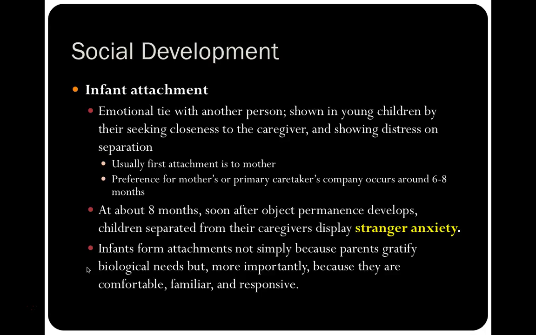At about 8 months, soon after object permanence develops, children separated from their caregivers display stranger anxiety. You've probably experienced this in watching children. The primary caretaker goes away, mom goes away, and the kid starts crying, shows a lot of anxiety and unease. Now, infants form attachments not simply because parents gratify biological needs, but more importantly because they are comfortable, familiar, and responsive.